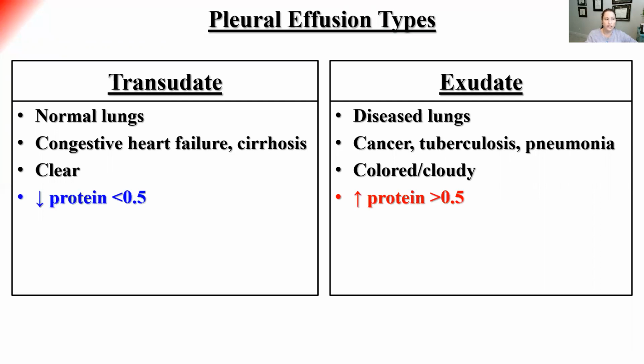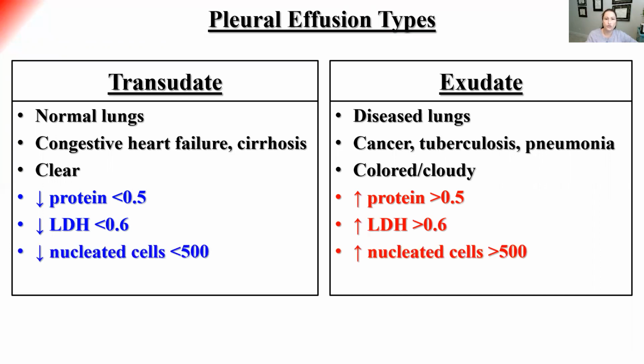Here's our Light's criteria. In transudate, they have a low protein because it's not bacteria. There's nothing in there. In exudate, they have an elevated protein, so protein above 0.5. Transudate, they have a low LDH. Exudate, they have an elevated LDH. Transudate, they don't have cells, so less than 500 nucleated cells. Exudate has more because, again, bacteria are in there. The pH is different too. So your transudate, the pH tends to be greater than 7.45, whereas the exudate tends to be less than 7.45 because of amino acids that live in that bacteria. That's how I remember that one.